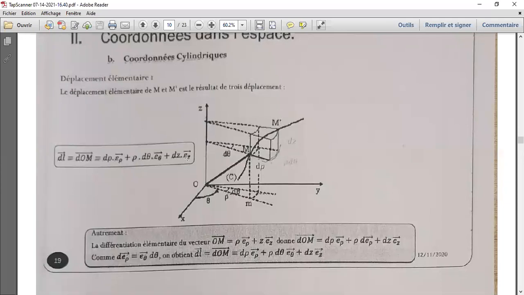So if they tell you to calculate MM prime or dOM or dl, you have to know that this is the formula you use for the elemental displacement, and this formula is always the same. You just have to have it by heart. But also you have to know how the formula comes about. That's the explanation. I don't know if you are clear on this one. So that's how you do the displacement.